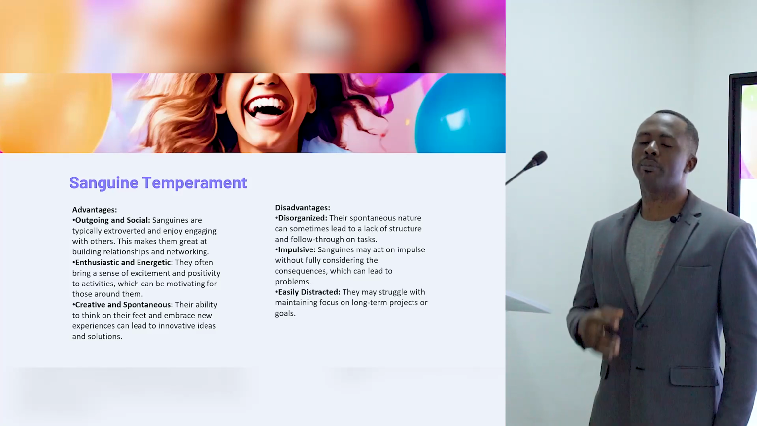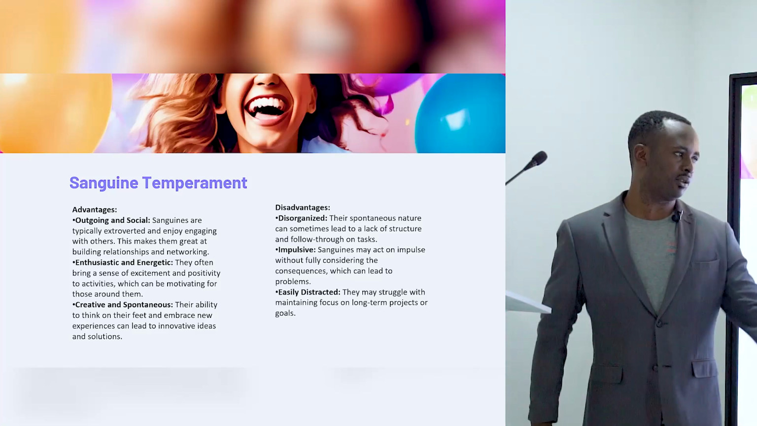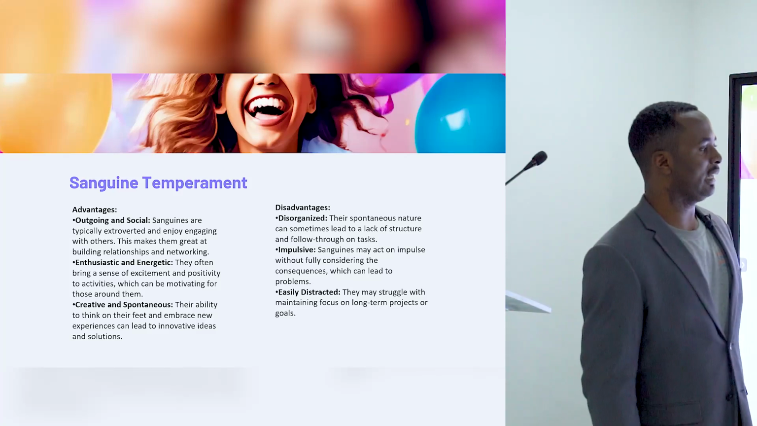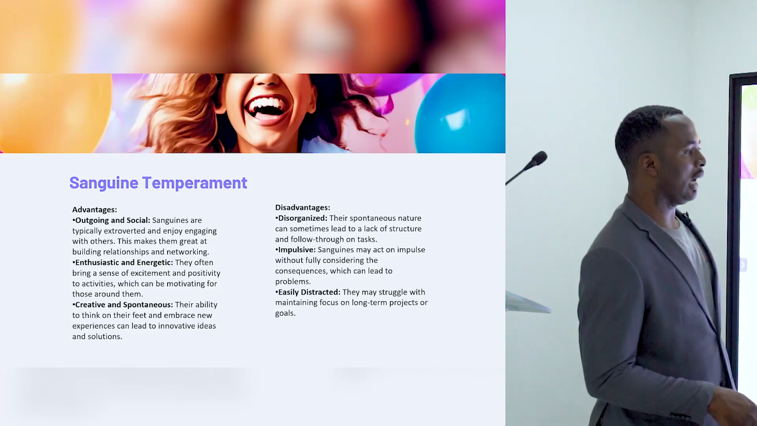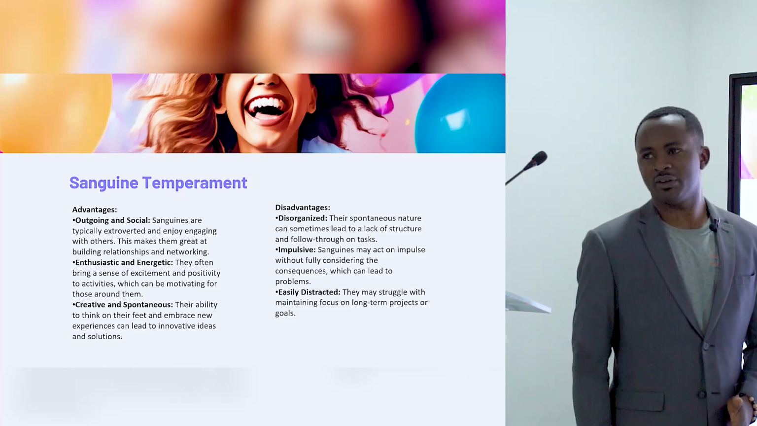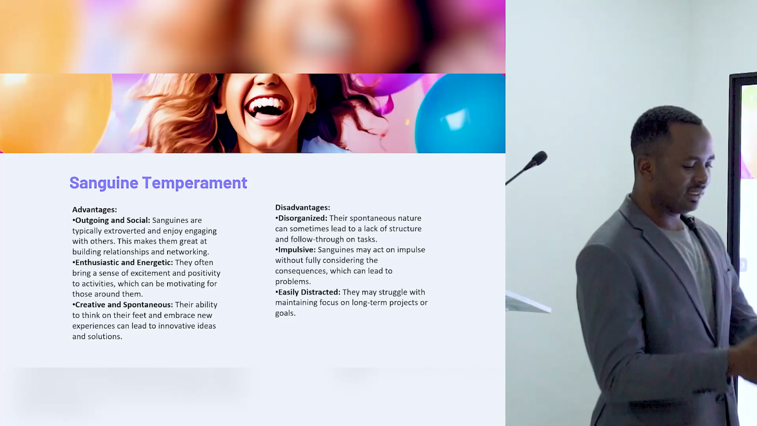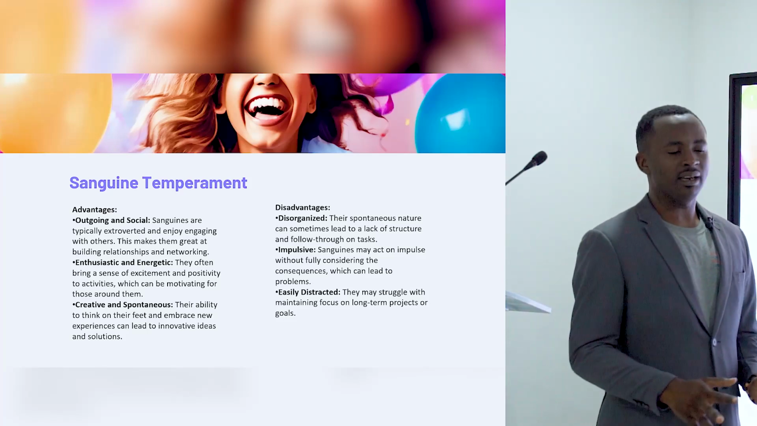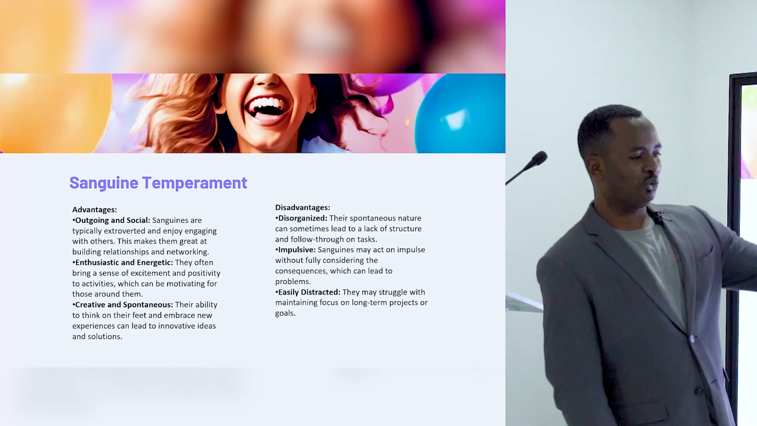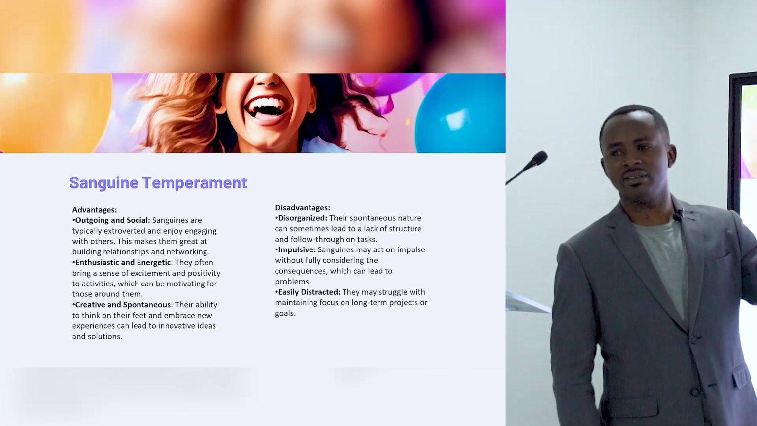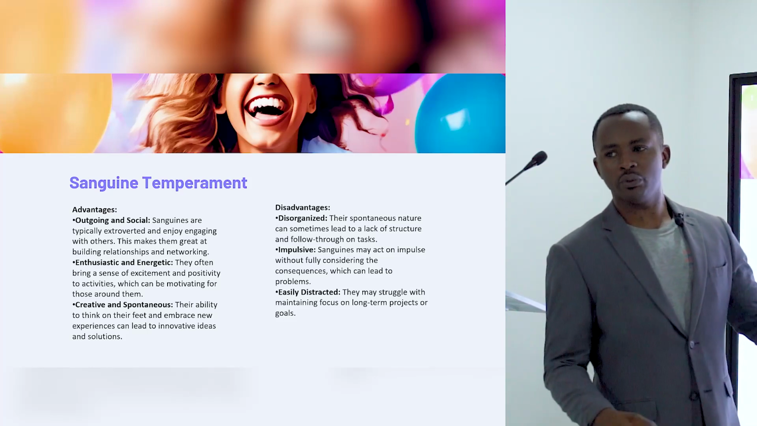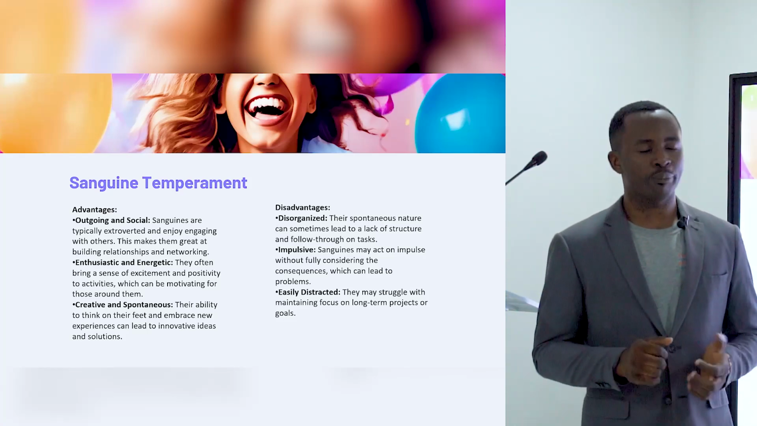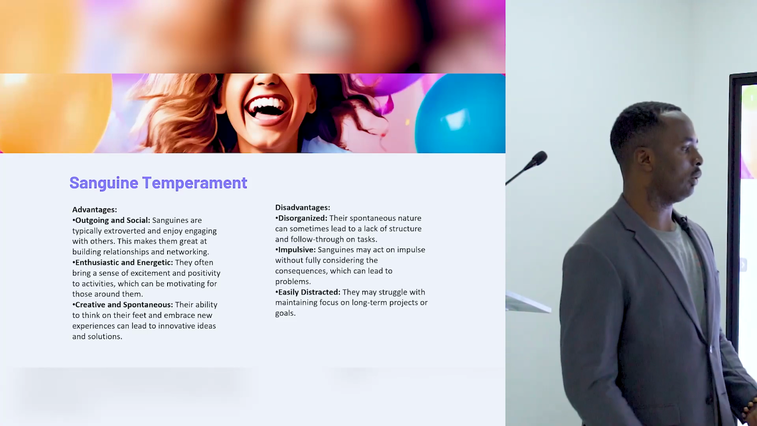Now, the next part is the part that you will not like. So let's look at the next part. Sanguine people are very disorganized. Their things are always scattered. If you go to their room, one leg of the shoe is on this side, the other one is on that side, the bed is unfolded, clothes not properly folded and all.